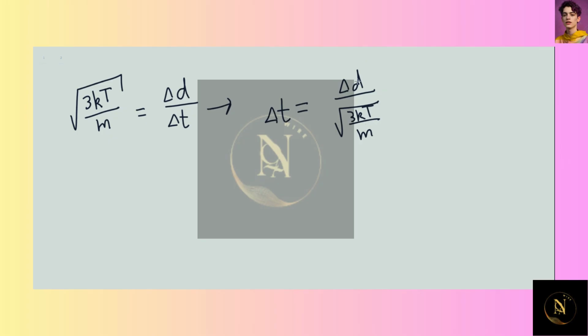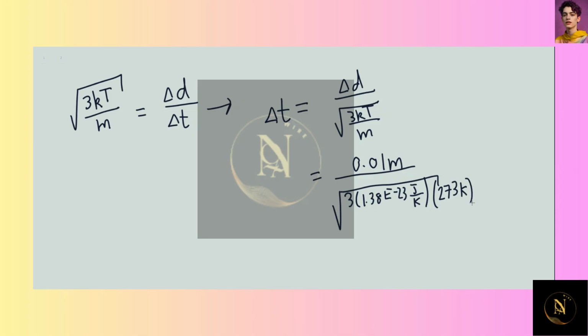At this point, we can replace delta D with the 1 centimeter radius of our sphere, so 0.01 meters, all over root 3 times the Boltzmann constant, 1.38 times 10 to the negative 23 joules per Kelvin, times 293 Kelvin, all over 29 times 1.66 times 10 to the negative 27 kilograms. Oh, I'm sorry, this is 293, and this is 29.